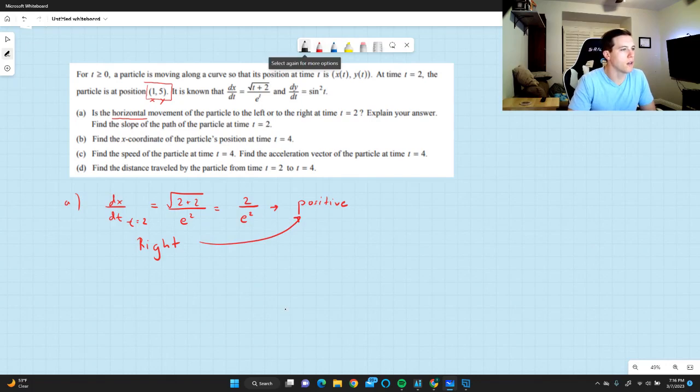We could find if it was moving up or down by plugging into this. Sine squared is always positive, so this thing's always moving up, I think. No matter what value t you plug in and you're squaring it, you're always going to get a positive. So this thing's always moving up. It's not a very interesting question.